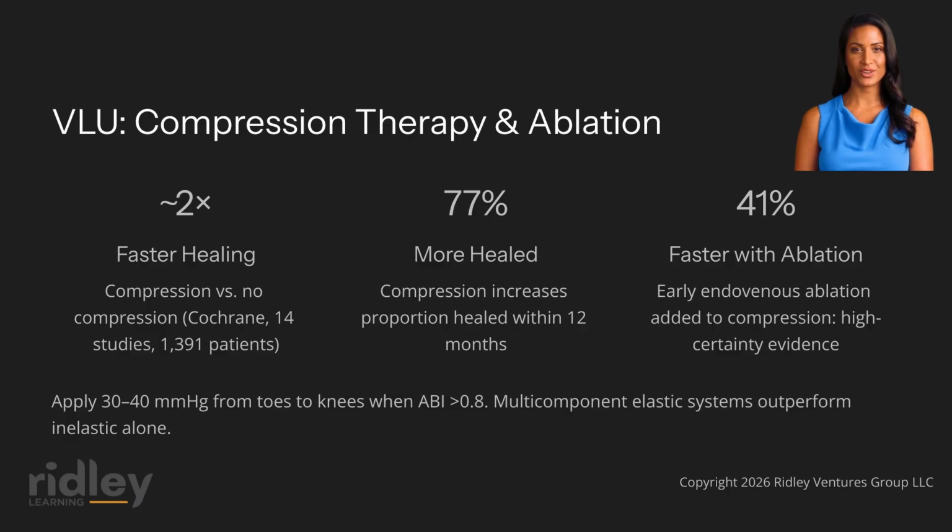The pooled hazard ratio for time to complete ulcer healing with combined endovenous ablation and compression versus compression alone is 1.41 and an I-squared of 0%. I-squared is a measure of how much the results varied across studies, and 0% means there was essentially no variability, so these findings are remarkably consistent. Moderate certainty evidence suggests that the proportion of ulcers healed at 90 days is probably higher with the combined approach. Early endovenous ablation is also probably cost-effective at 1 year, with a 99% probability at £20,000 per quality-adjusted life year.